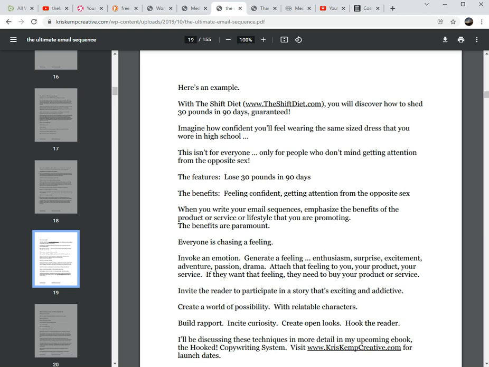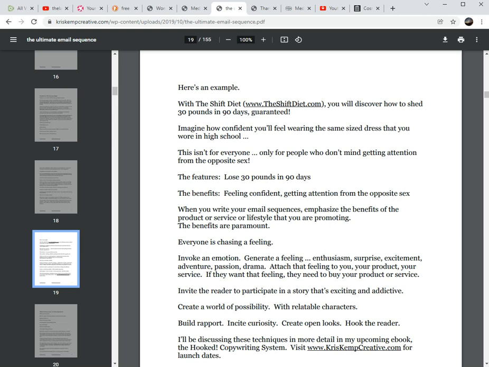So what are the features of the Shift Diet? Lose 30 pounds in 90 days. The features are what it does, what it promises to do, what it hopes to do. The features of the Shift Diet: lose 30 pounds in 90 days. What are the benefits? Feeling confident, getting attention from the opposite sex. When you write your email sequences, emphasize the benefits of your product or service or lifestyle that you are promoting. The benefits are paramount. Everyone is chasing a feeling.